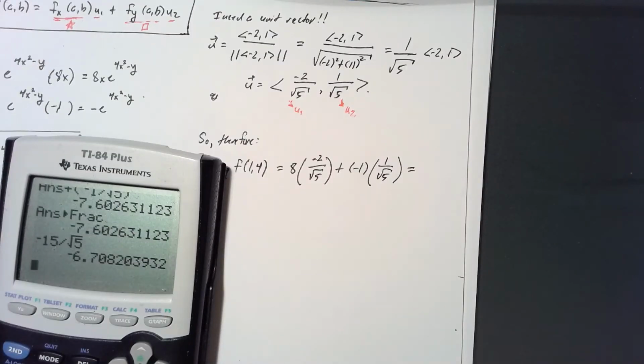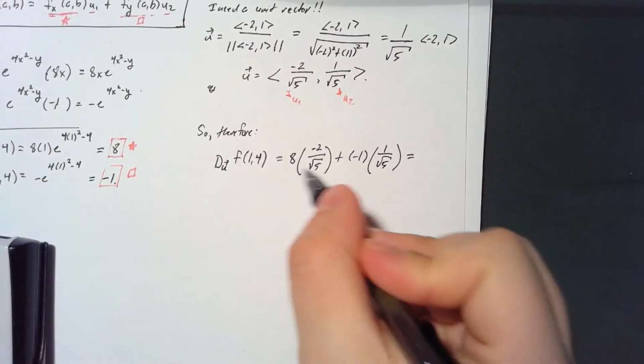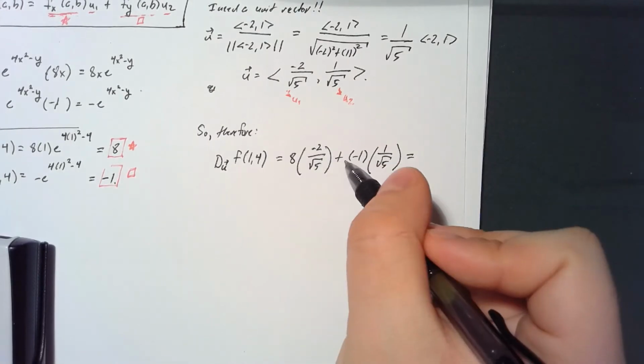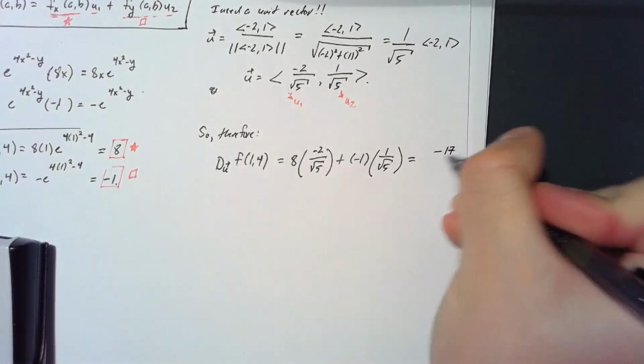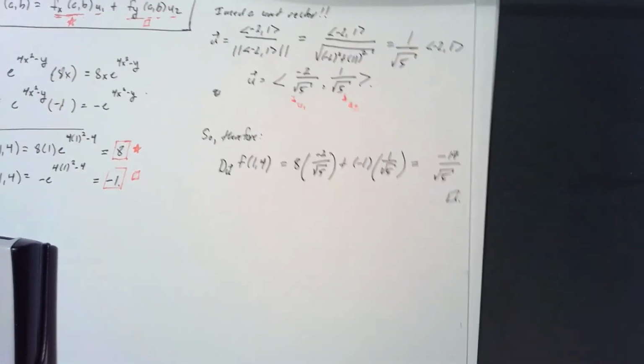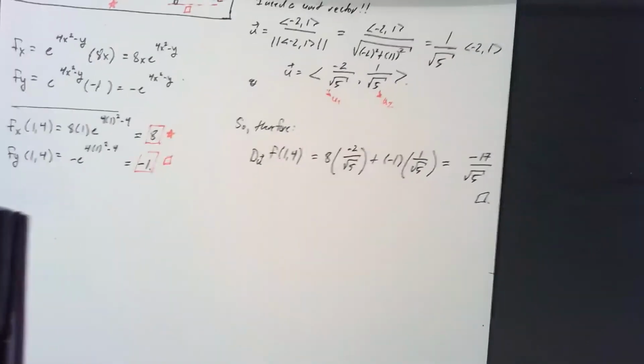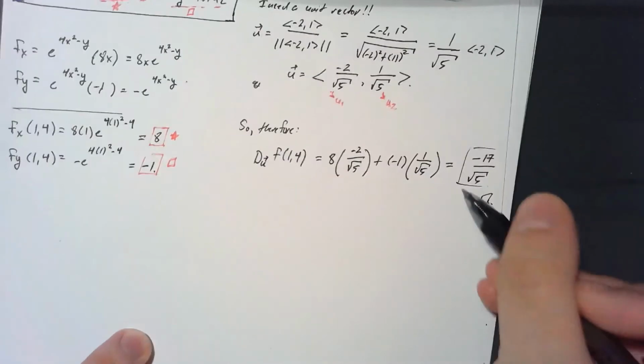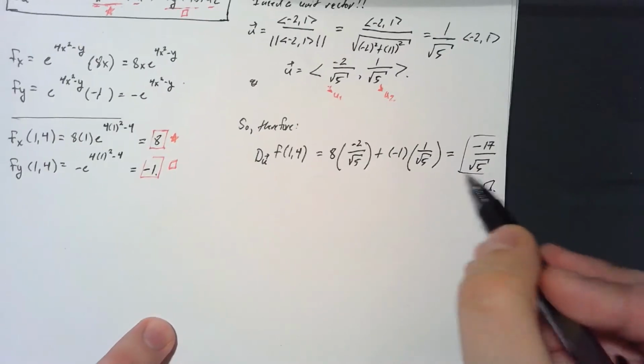Or, no, not negative 15 over root 5. Negative 16. What am I missing? Negative 17 over root 5. I think that sounds better. Yeah. So when you do the computation here, 8 times negative 2 is negative 16 over root 5 minus 1 over root 5, so negative 16 minus 1 is negative 17 over root 5. So that right there is the directional derivative. Like I said, it's a scalar.